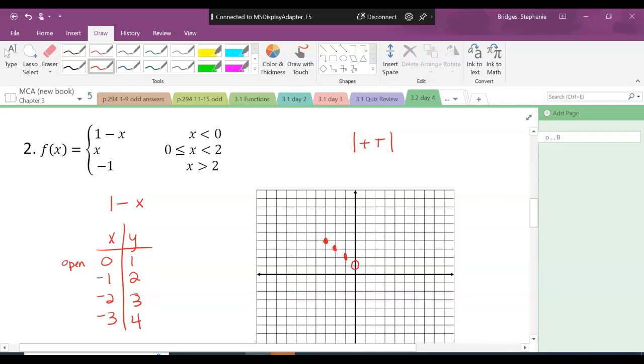And when I connect, do I go past that last point? Or is it just in between certain numbers? Look at your inequality. Is it in between 2 numbers or just everything less than 0? Everything less than 0, which means I'm going to connect and continue and put an arrow on the end because it represents all numbers less than 0.